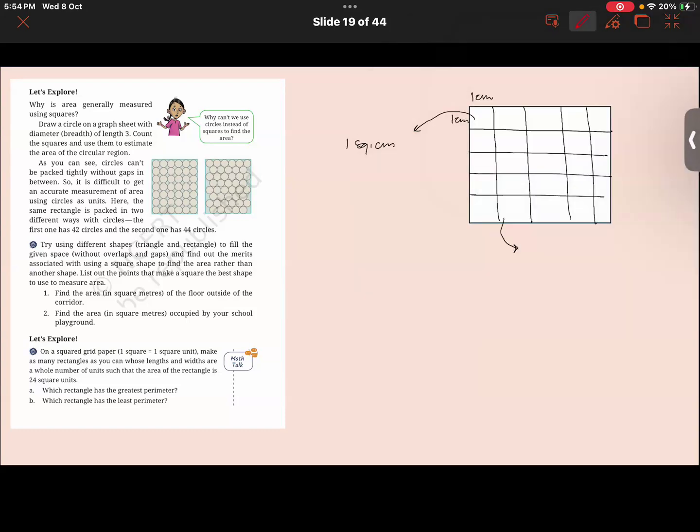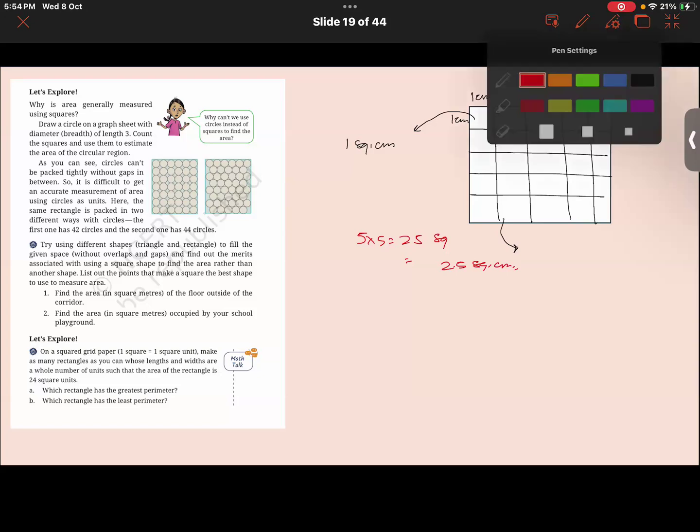One of the methods is to simply count how many squares are there. So 1, 2, 3, 4, 5. 1, 2, 3, 4, 5. So 5 into 5, there are a total of 25 squares, and hence the area will be 25 square centimeter, right? That is just one of the methods.